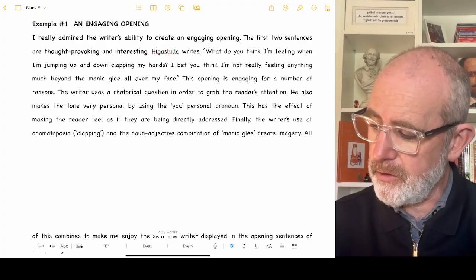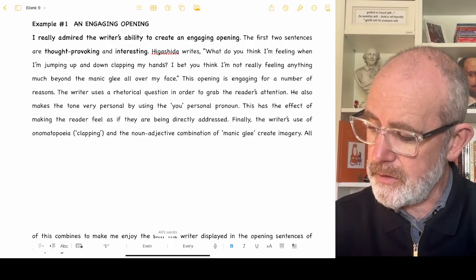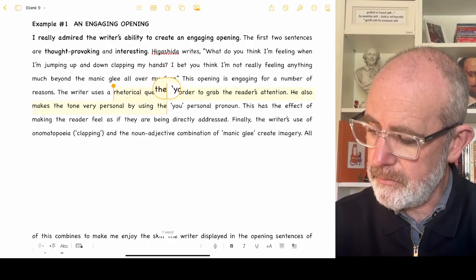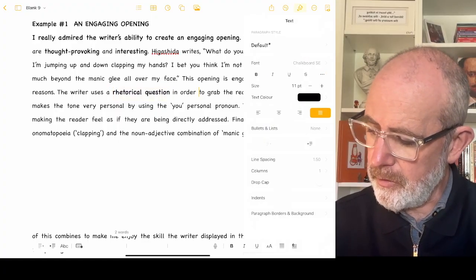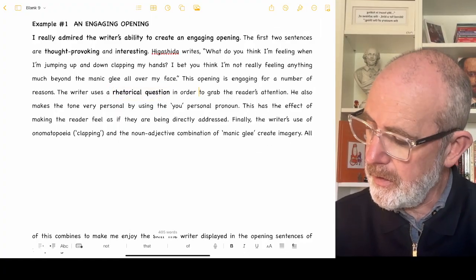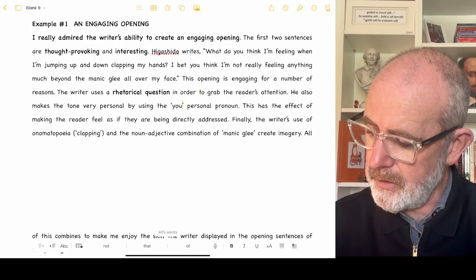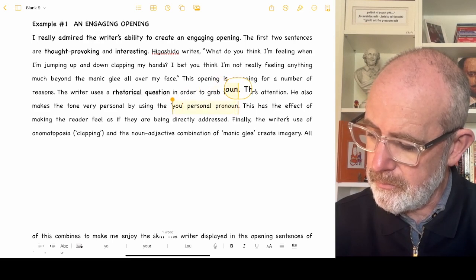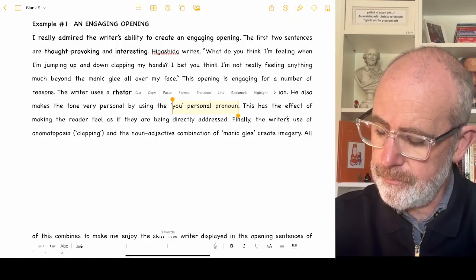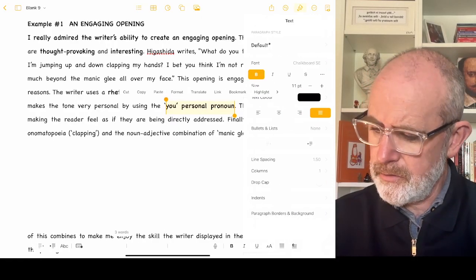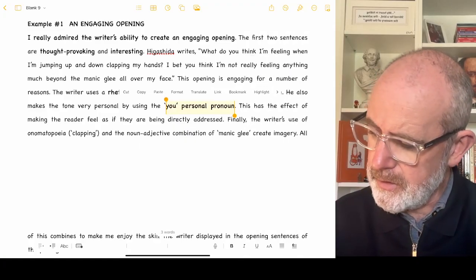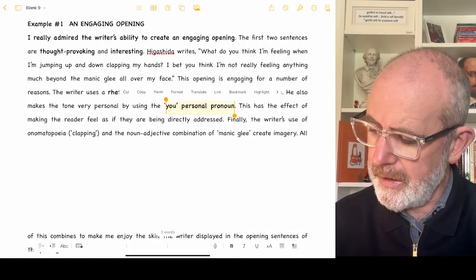This opening is engaging for a number of reasons. The writer uses a rhetorical question in order to grab the reader's attention. He also makes the tone very personal by using the you personal pronoun. All of these things combine to make the piece interesting. This has the effect of making the reader feel as if they're being directly addressed.